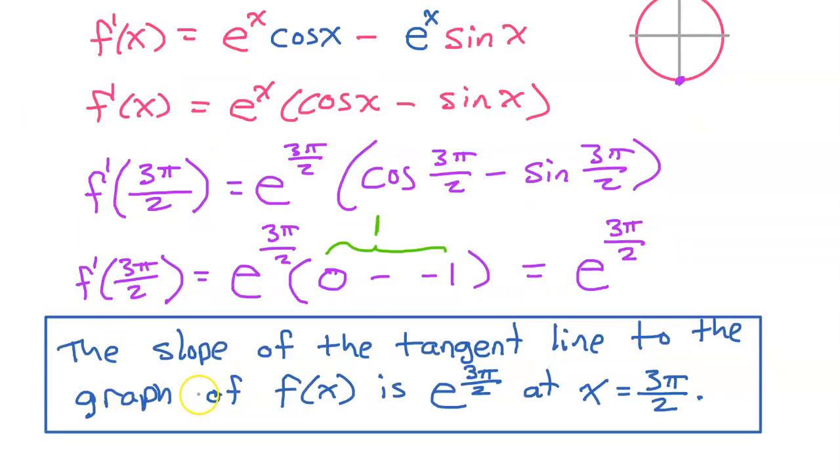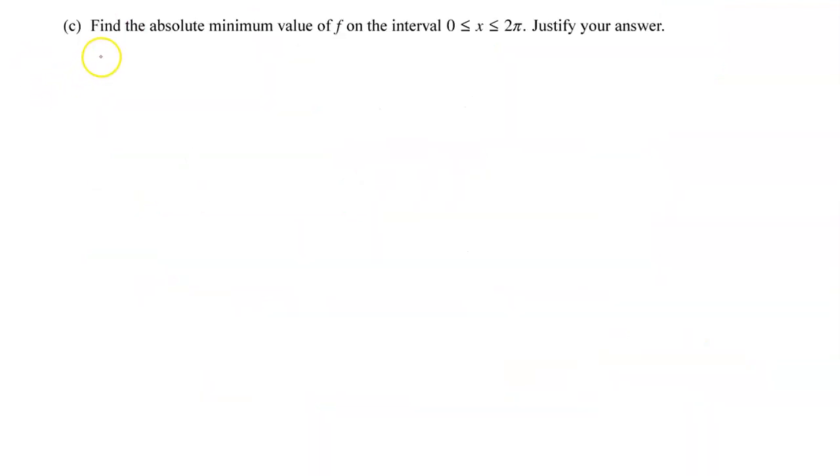Time for the summary statement. The slope of the tangent line to the graph of f of x is e to the 3 pi over 2 power at x equals 3 pi over 2. Part C, find the absolute minimum value of function f on the interval from 0 to 2 pi.